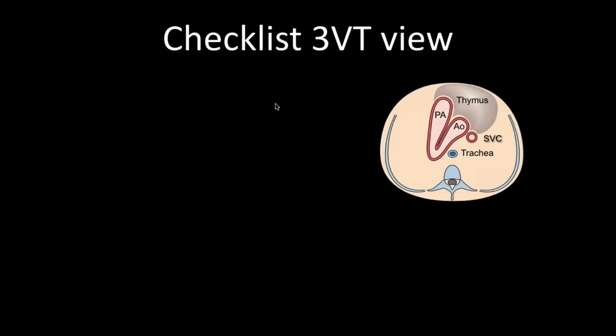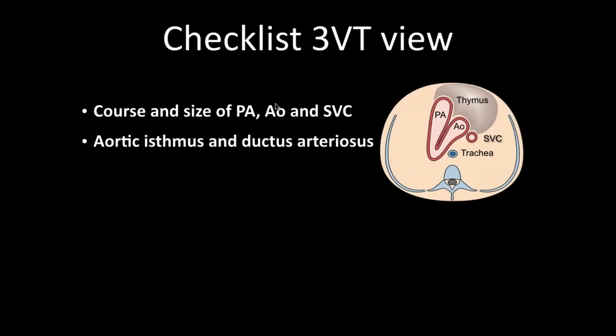What should you look for in a three-vessel trachea view? First, you should look at the course and size of the three vessels: the pulmonary artery, the aorta, and the superior vena cava. Are they there? Are they going in the right direction, and what's their size? We should look at the aortic isthmus and ductus arteriosus. Do they exist first? And two, what kind of blood flow do they have? Is it retrograde or forward? And what's their size?